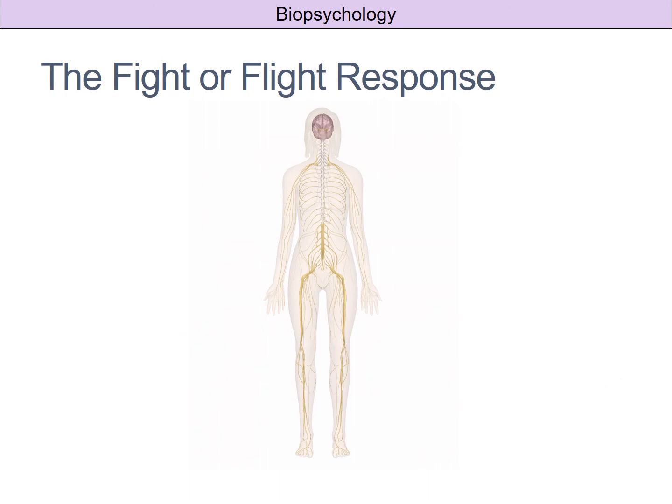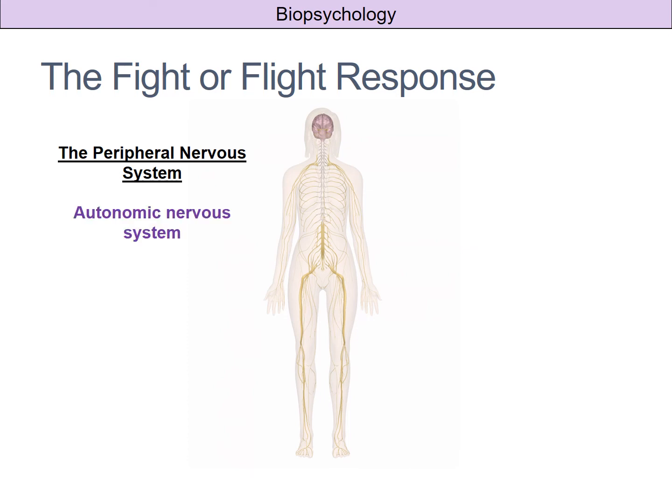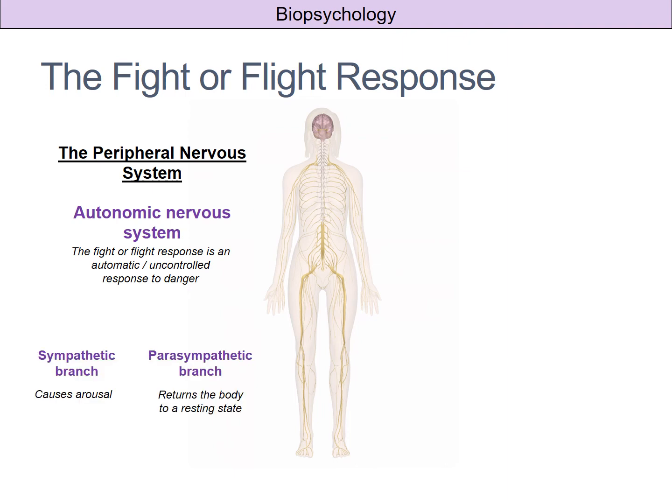So the fight or flight response then. Just a reminder, first of all, of how the nervous system works. So I said we were going to come back and have a look at the peripheral nervous system. The peripheral nervous system, remember, is split into two different sections. The autonomic nervous system, which is responsible for automatic or uncontrolled responses. And within that, you've got the sympathetic branch, which causes the body to become aroused, and you've got the parasympathetic branch, which returns the body to a resting state.